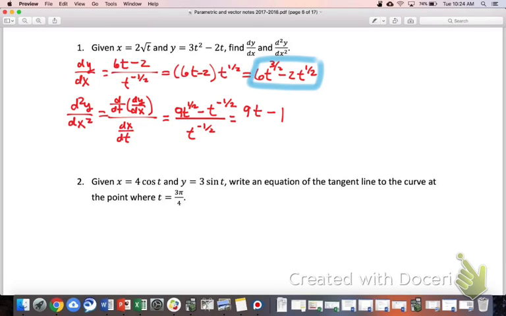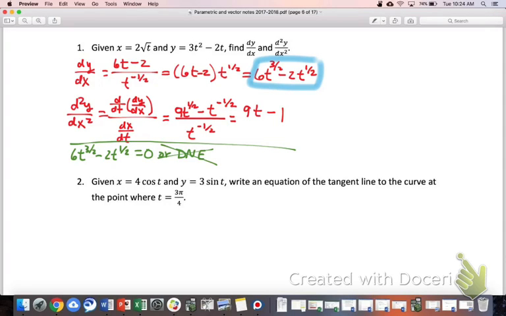So if I was asked for a leftmost point or a rightmost point, I would ask myself, where does this first derivative equal 0 or perhaps DNE? And I think the DNE on this particular example is not going to come into play. I don't see any denominators that could end up being 0. But I can definitely see where this could be a 0, right?